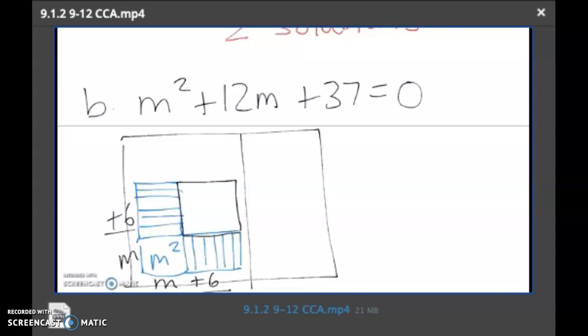Well, I currently have 37 ones. So to make that 36, I'm going to have to subtract 1. And if I subtract 1 from the left, I have to subtract 1 from the right. So now my perfect square on the left is m plus 6 quantity squared equal to a negative 1. All right, so I can see that my answer does not equal a positive number, so I know I'm not going to have two solutions.